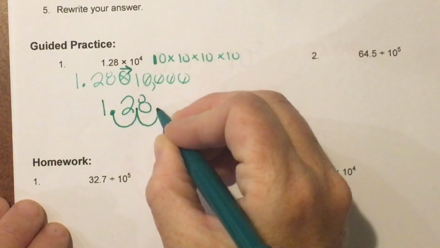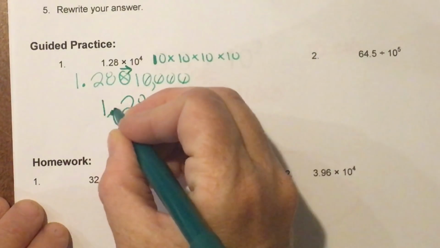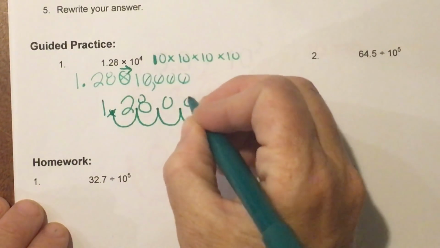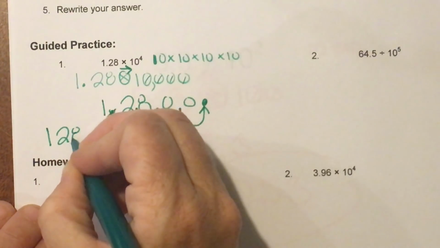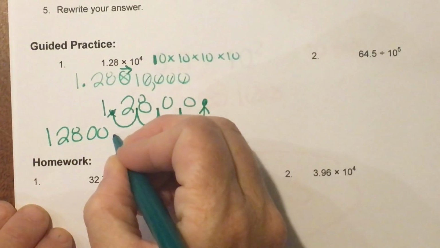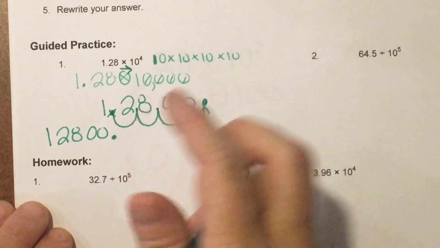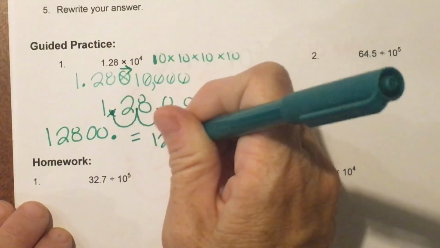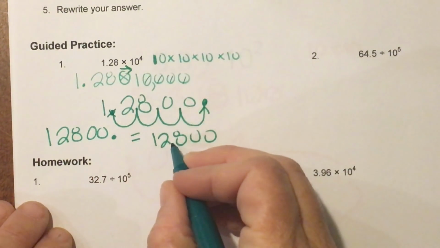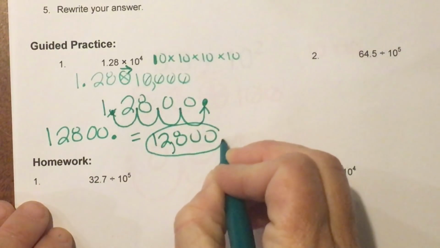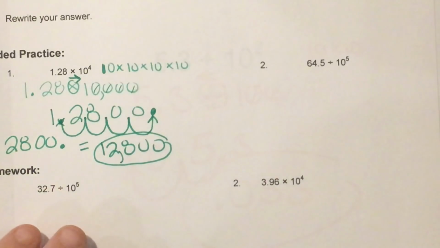Ready? 1, 2, 3, 4. It's going to go right there. We're going to fill in our empty space with zeros. So I have 1, 2, 8, 0, 0 decimal. That's an okay answer, but it's better if you realize you don't need a decimal at the end of a whole number. So I can get rid of it and put my comma. That is the best answer. Okay, let's try one more.